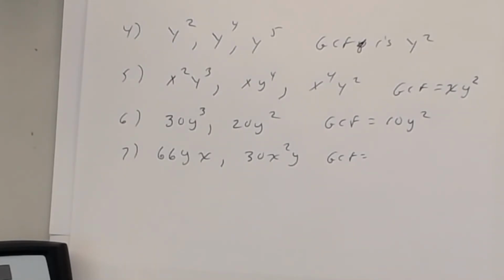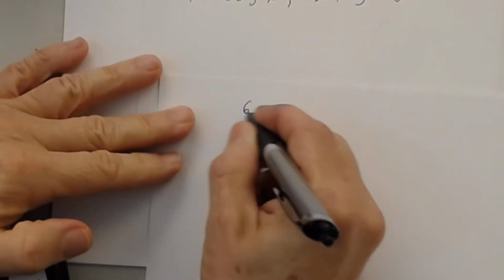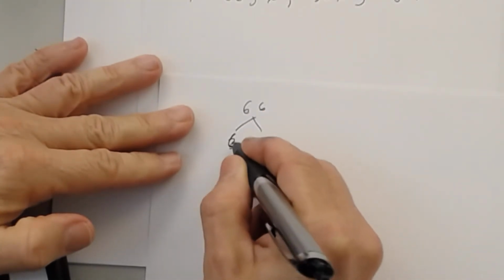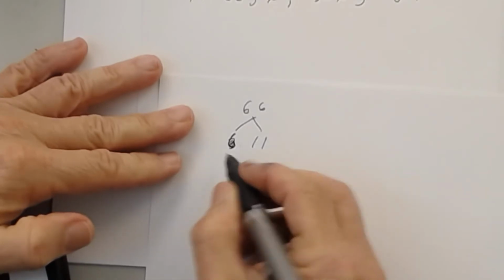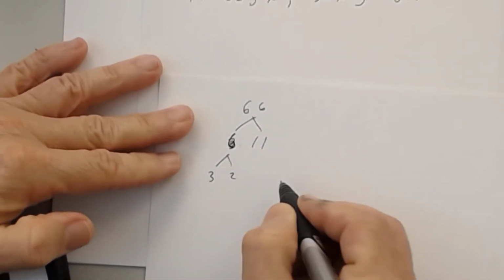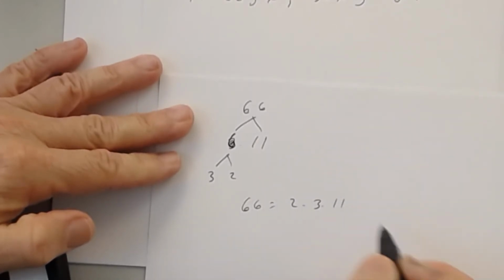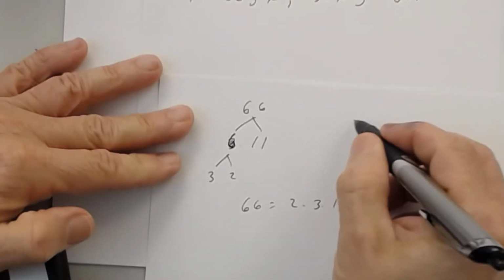3. If you weren't sure, then do the factor tree, right? Let's do 66. 66 is 3 times what? Or let's do 6. 6 times what? 11. Right? And then 6 is 3 times what? 2. So 66 is 2 times 3 times 11. Y'all agree? Yes.